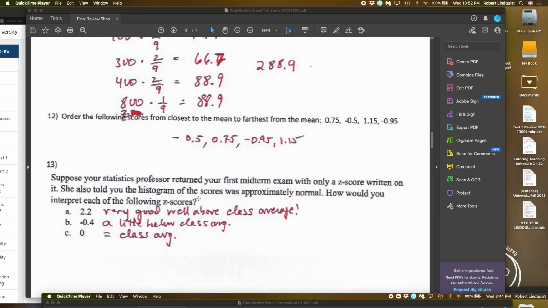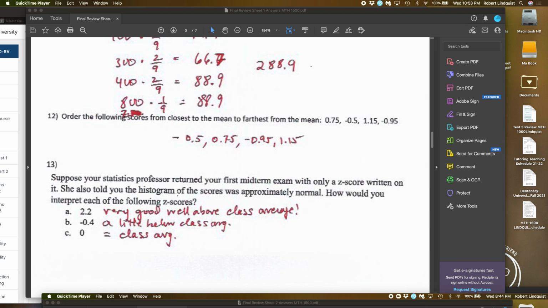Order from closest to the mean to furthest from the mean. Well, the closest to the mean there is negative 0.5. That means it's only a half a standard deviation away. The next one is 0.75, which is 3/4 of a standard deviation away. Then negative 0.95, almost a whole standard deviation away. And then 1.15 z-score, which is a little more than 1 standard deviation away.